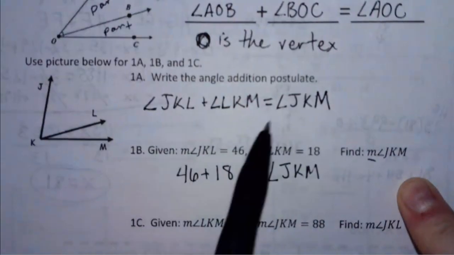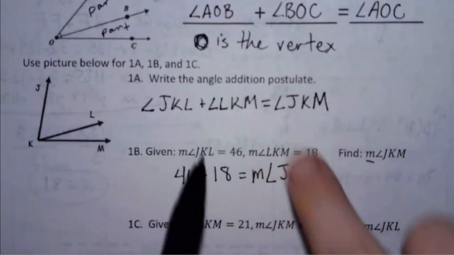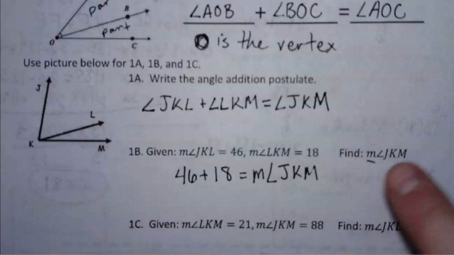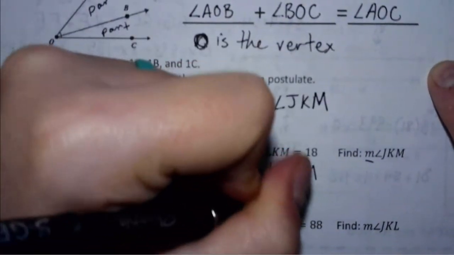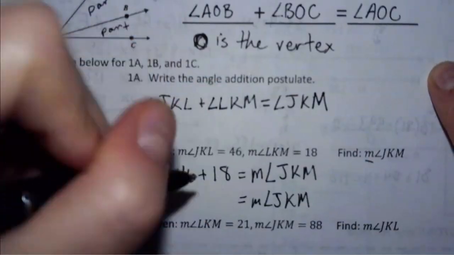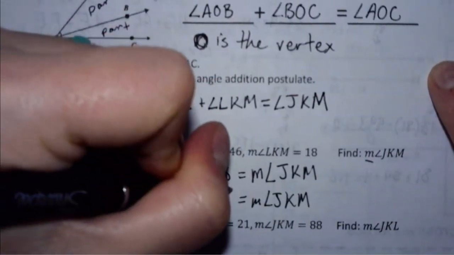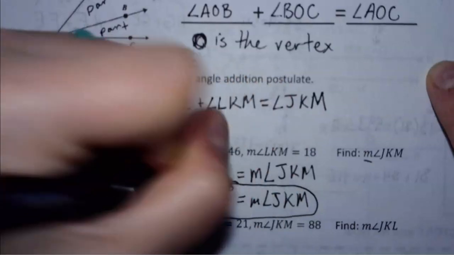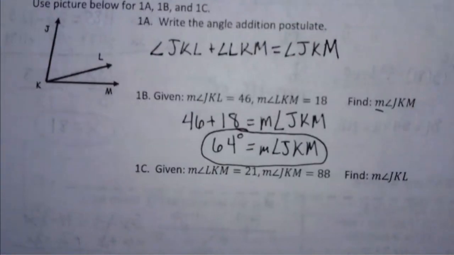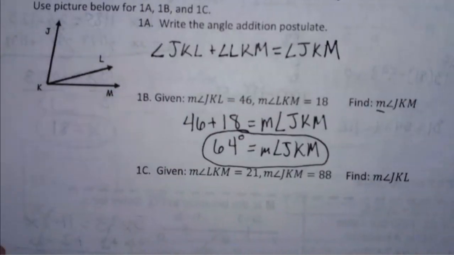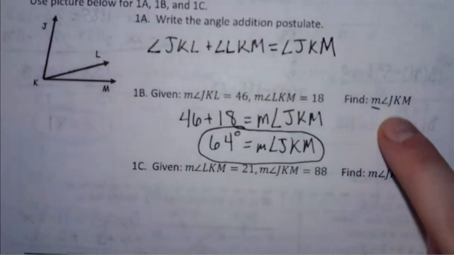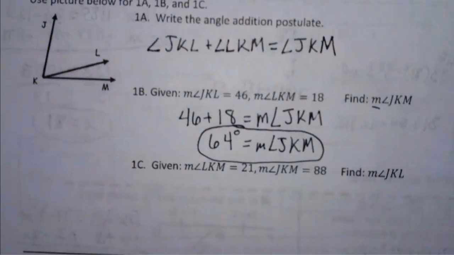Notice it's not up here because there are no numbers in here. We're not talking about the measure, all right? So the measure of angle JKM equals those two added together, which is 64. It's not the biggest deal. On a test, if you just write angle JKM is 64, I'm not going to take off for that. I just want you to be aware because you're going to see it a lot, and I don't want you to be confused and not know what that means.